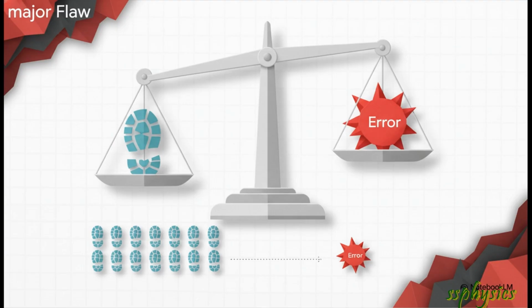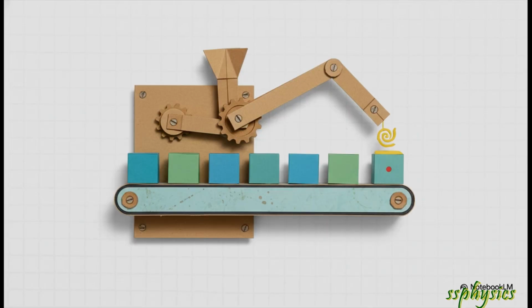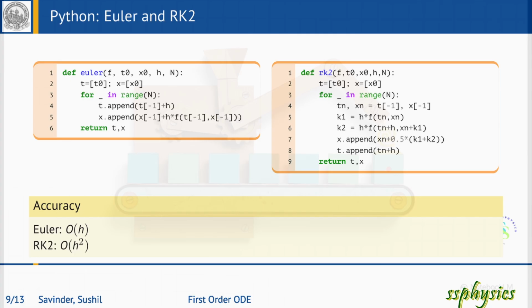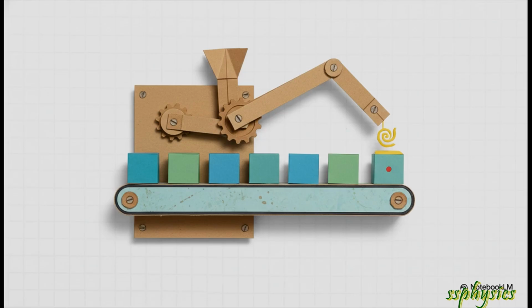It's not efficient enough. Now, what's really cool is that this mathematical idea turns into incredibly simple code. This little Python snippet here is the whole engine. Just look at that second line. It's a direct one-to-one translation of the Euler formula we just saw. We're just calculating the new value of x and adding it to our list. It's super elegant, but as we now know, it's also pretty flawed.